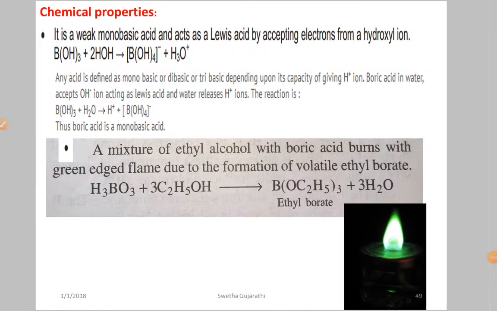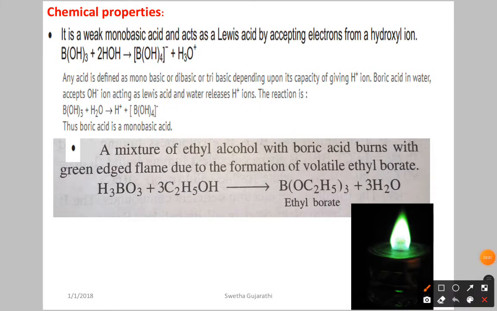Next, the chemical properties. If you see the chemical properties of boric acid, it is a weak monobasic acid and acts as a Lewis acid by accepting electrons from a hydroxyl ion. Earlier for bases we discussed acidity, and for acids we are discussing basicity. Any acid is defined as monobasic, dibasic or tribasic depending upon its capability of giving H plus ions. If it gives one H plus, it is monobasic; two H plus, dibasic; three H plus, tribasic. It depends on the number of protons it gives.